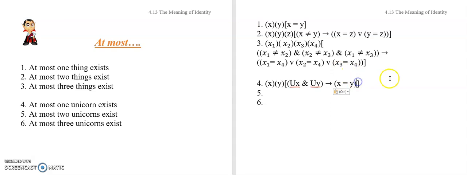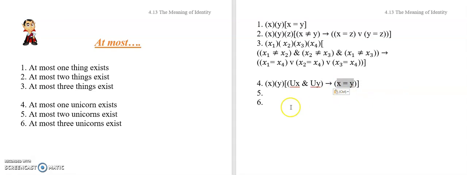So let's take this nice and slow so that you can understand it, because it's kind of the base template for this. So this says, for anything in your domain X that's a unicorn and anything in your domain Y, if they're both unicorns, then one of them is identical to the other. And so at most one unicorn exists, right? Provided X and Y are unicorns, they satisfy this description identity. So there can be at most one, okay?